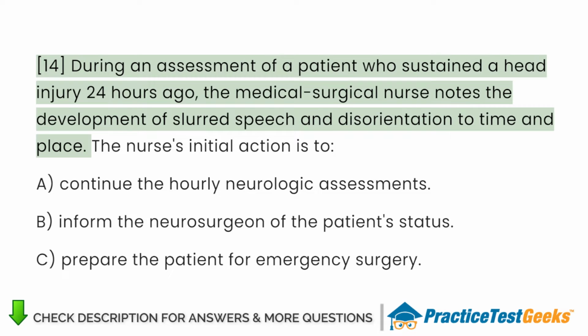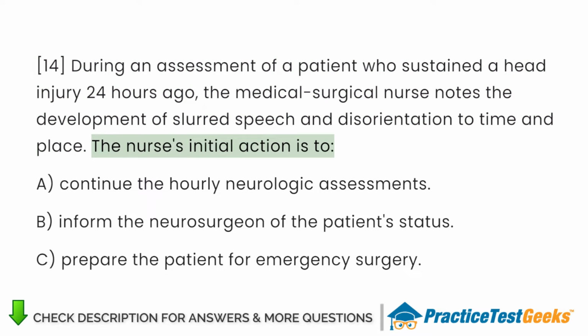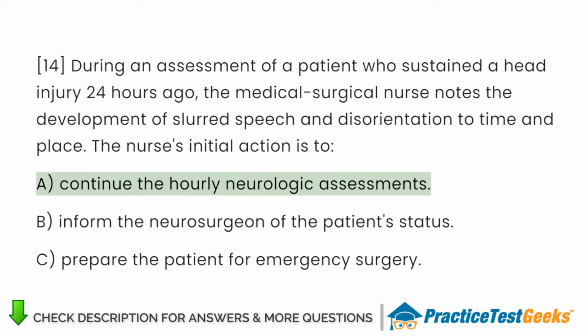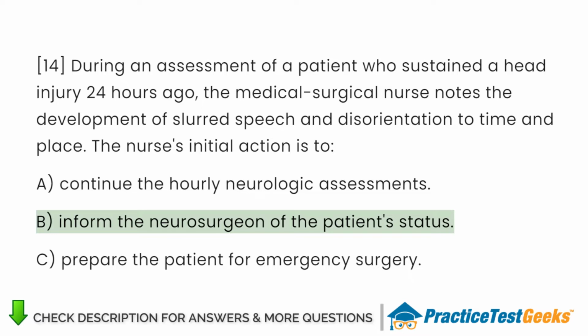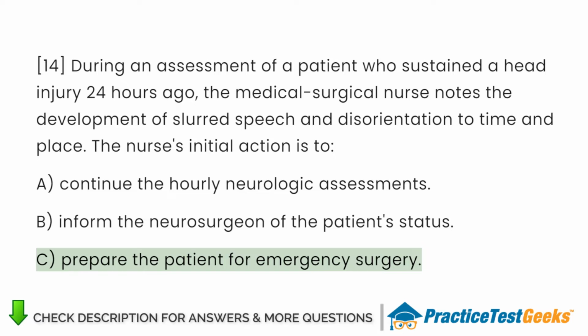During an assessment of a patient who sustained a head injury 24 hours ago, the medical surgical nurse notes the development of slurred speech and disorientation to time and place. The nurse's initial action is to A. Continue the hourly neurologic assessments. B. Inform the neurosurgeon of the patient's status. C. Prepare the patient for emergency surgery.